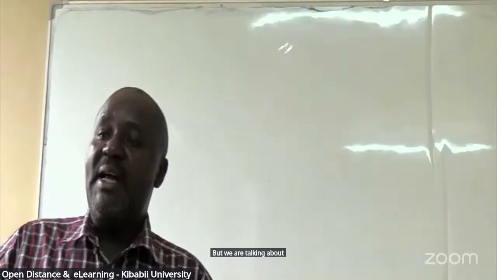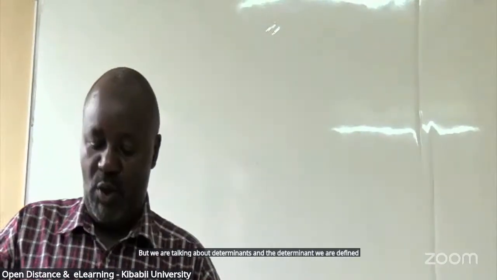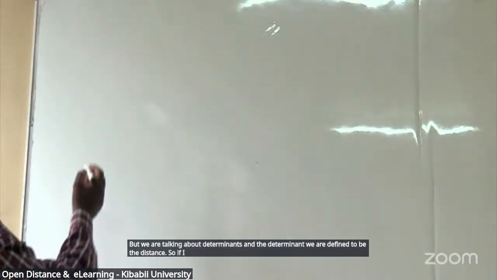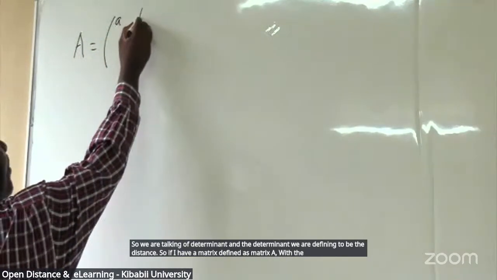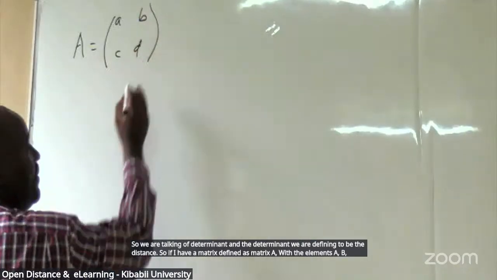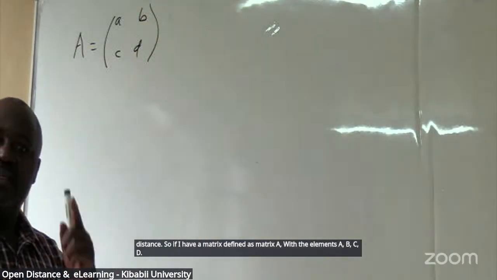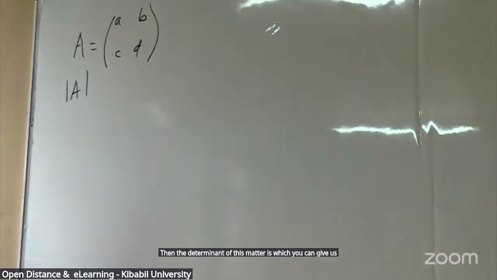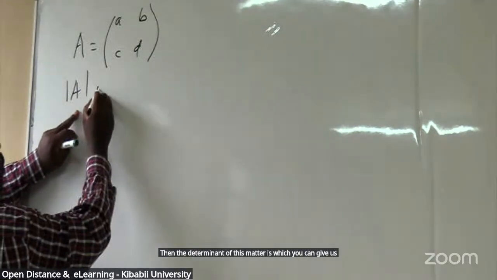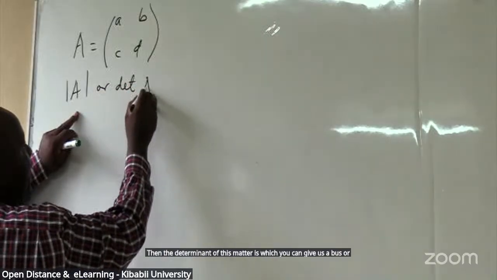Hello. Continue. So we are talking of determinant, and the determinant we are defining to be the distance. So if I have a matrix defined as matrix A with the elements a, b, c, d, then the determinant of this matrix, which you can give as A in 2 bars, or we write this as det A.